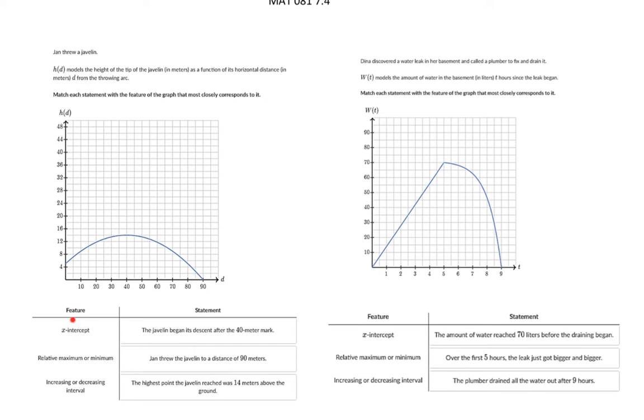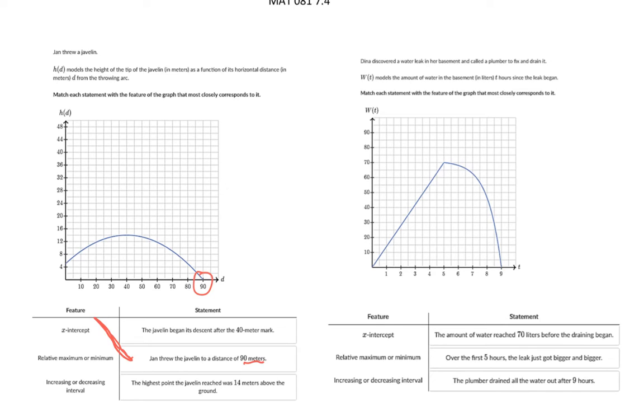So it's first talking about x-intercept here. Might be good to find what is the x-intercept. This function intercepts the x-axis at 90. We see it touches right there. So probably going to match up x-intercept to number 2 that says Jan threw the javelin to a distance of 90 meters, because that 90 was the x-intercept.